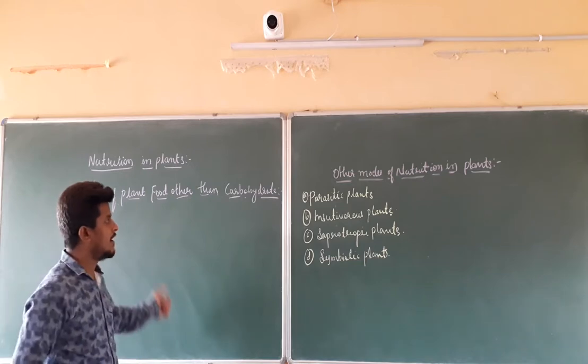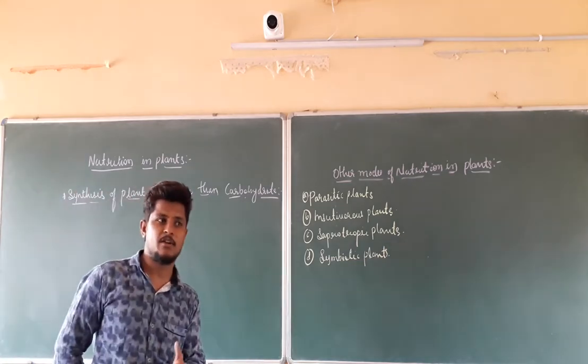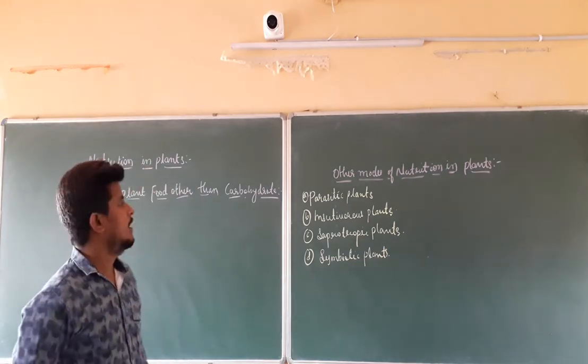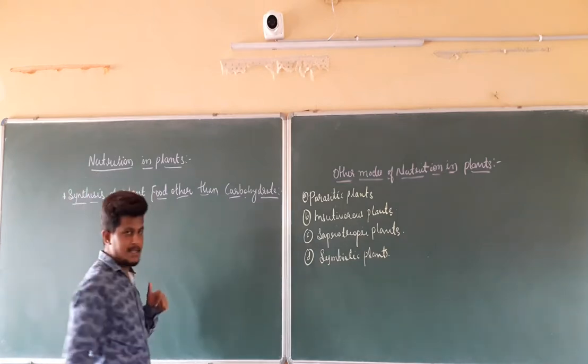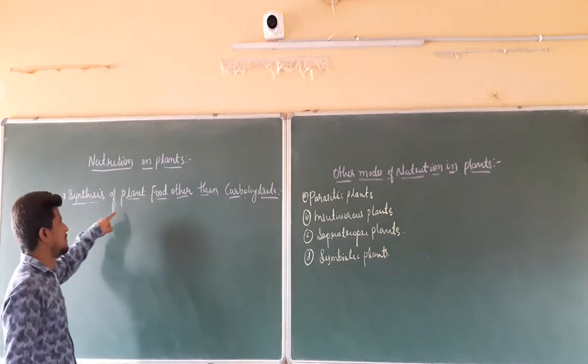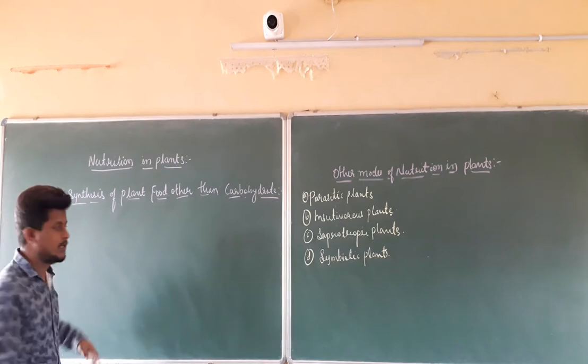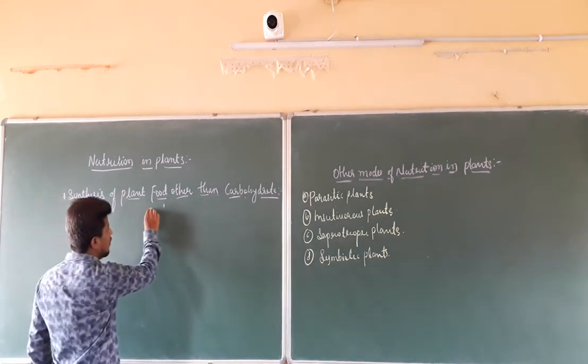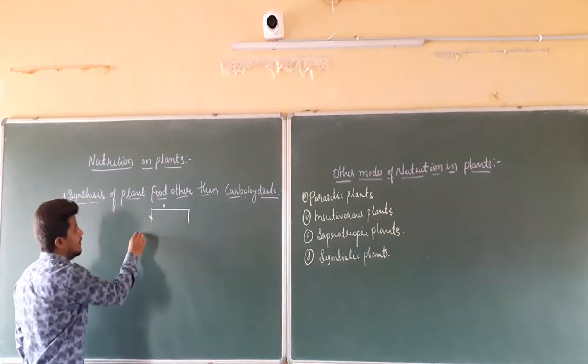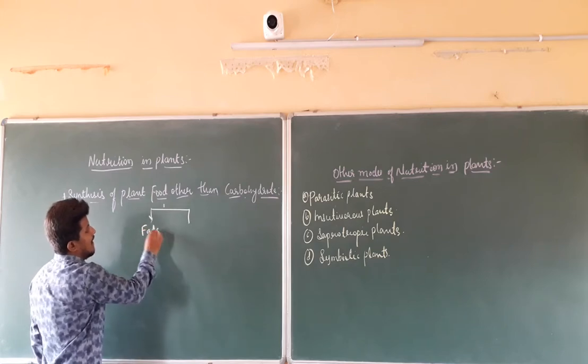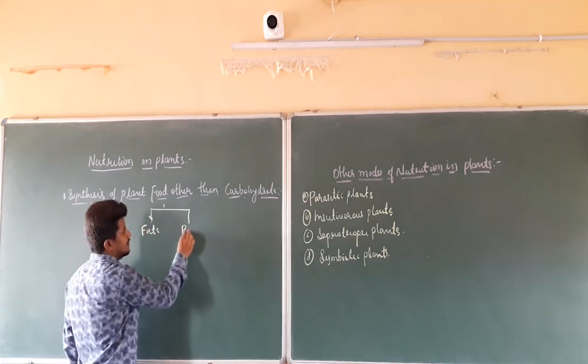So from where do they get the protein? How do they make the protein? We are going to discuss this in this class. That is the synthesis of plant food other than carbohydrate. The other food of the plant is what? It is fat as well as proteins.